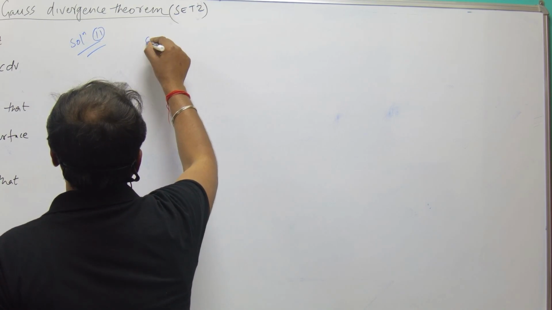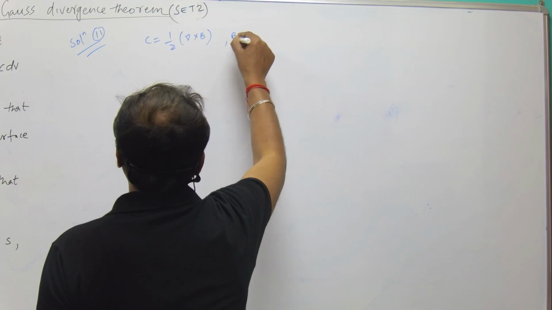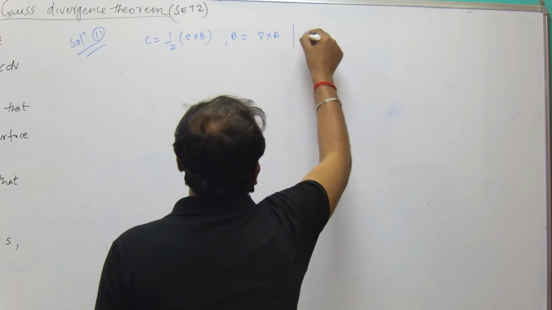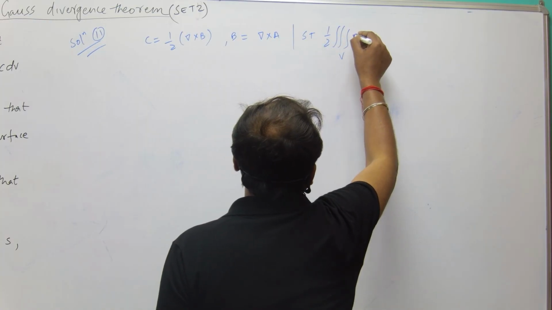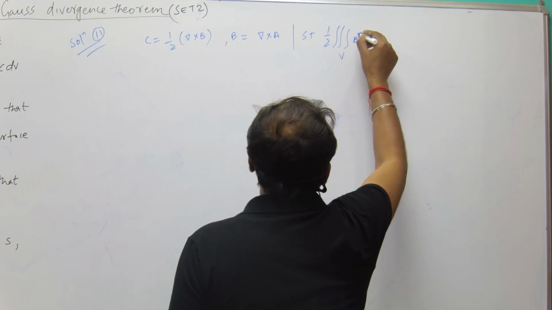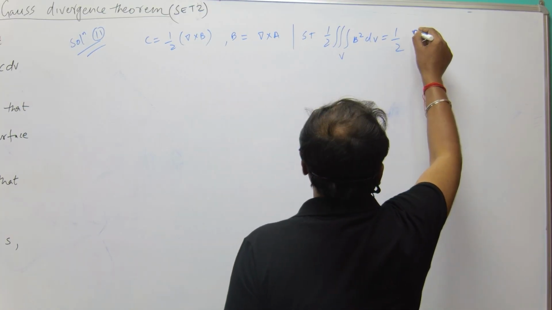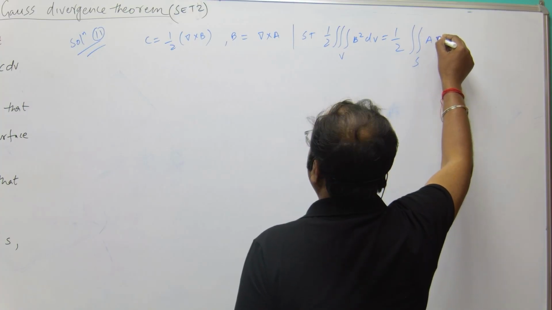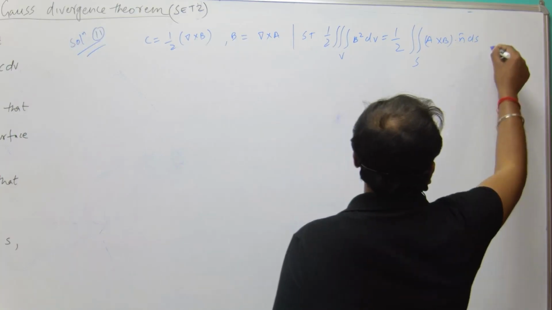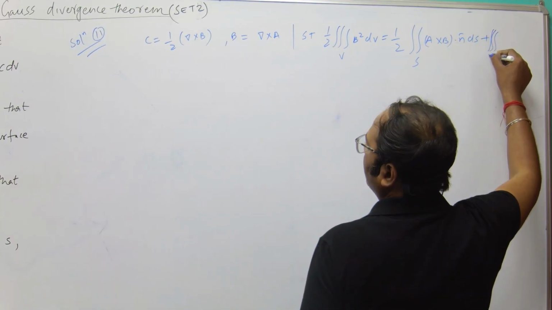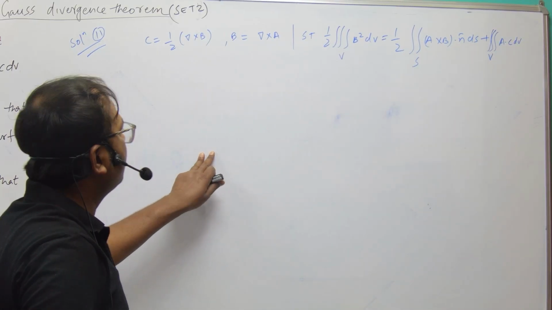So we have C is equal to half of del cross B, and B is equal to del cross A. We have to show that half of triple integration along volume V, B square dV, is equal to half of surface integral A cross B dot n cap into dS plus triple integration along volume V, A dot C dV. So what have we seen in Gauss divergence theorem?